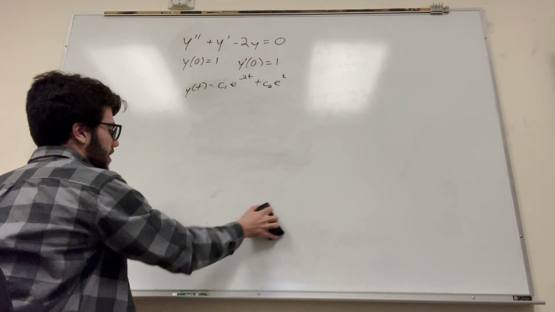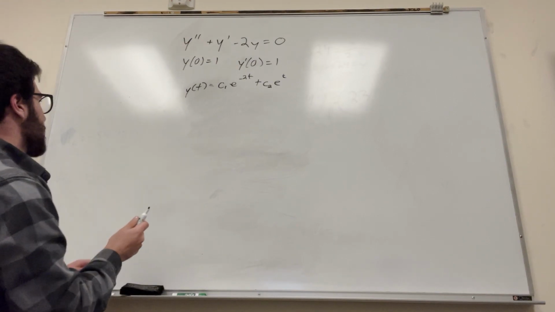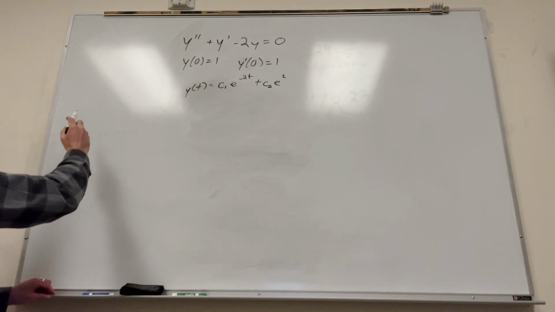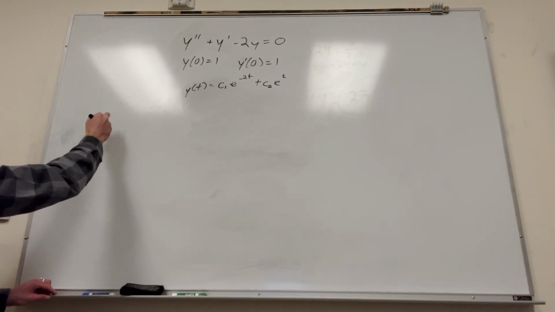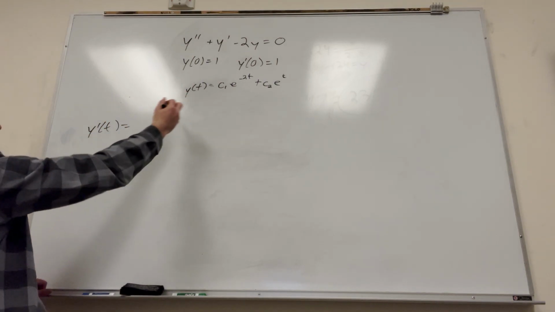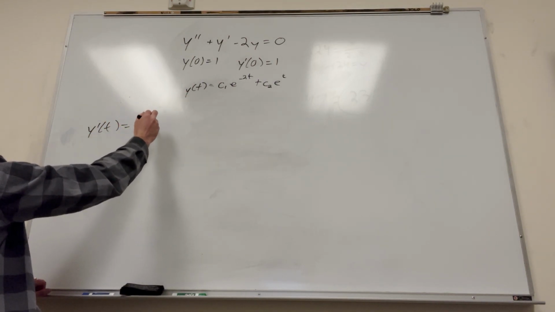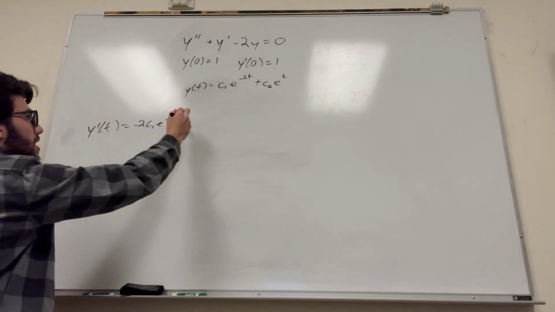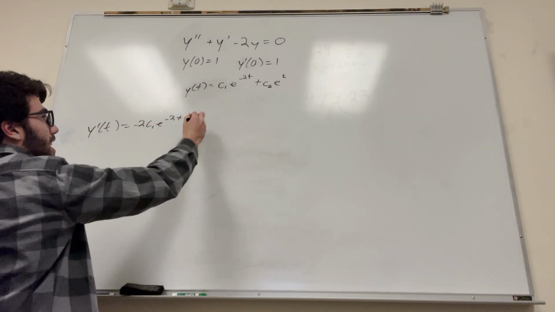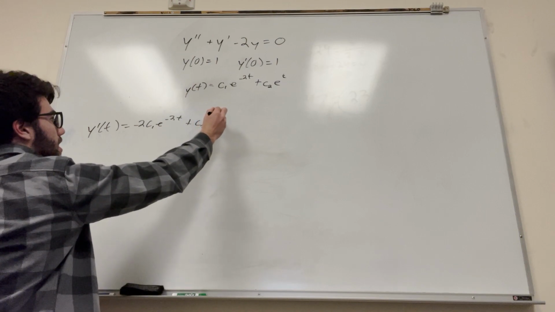Okay, so we can do a couple things here. Let's find the derivative, because we're going to need it. That's why it gives us a constant. So y prime of t is equal to, the negative 2 will come down, so negative 2 c1 e to the negative 2t, plus, and this will stay the same, c2 e to the t.